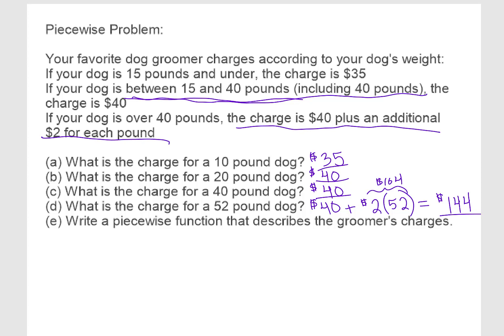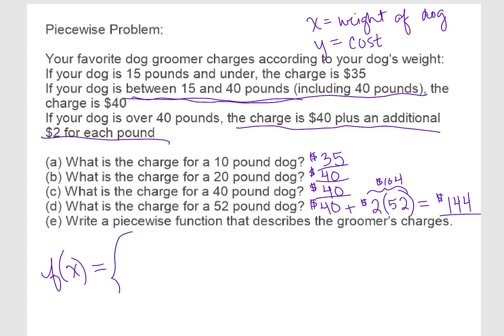So my input would be how much my dog weighs. Okay, so X will be the weight of the dog. And then my output, my Y, will be the cost to groom them. Okay, so f of X equals, and this is not just going to be one set function, right? Because it changes depending on what range X falls into.